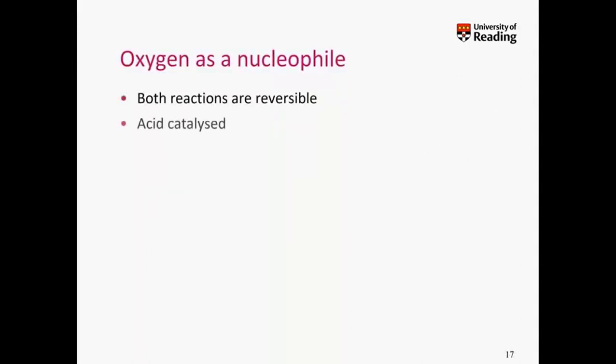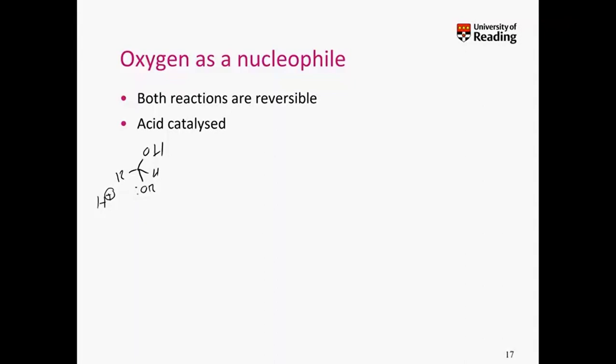So both of them reverse. If we look at the acid catalyzed one first, we've started with our hemiacetal this time. So we start with that tetrahedral species, and it's acid catalyzed, so that means there's going to be some kind of proton in there. And that proton can be used to protonate something.